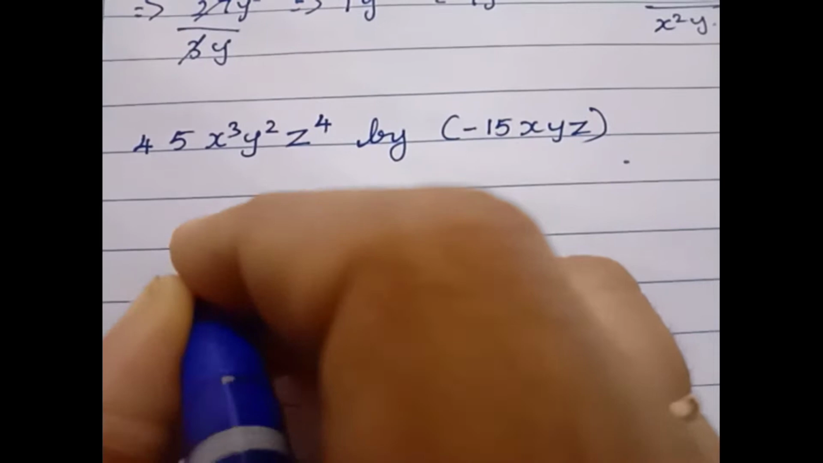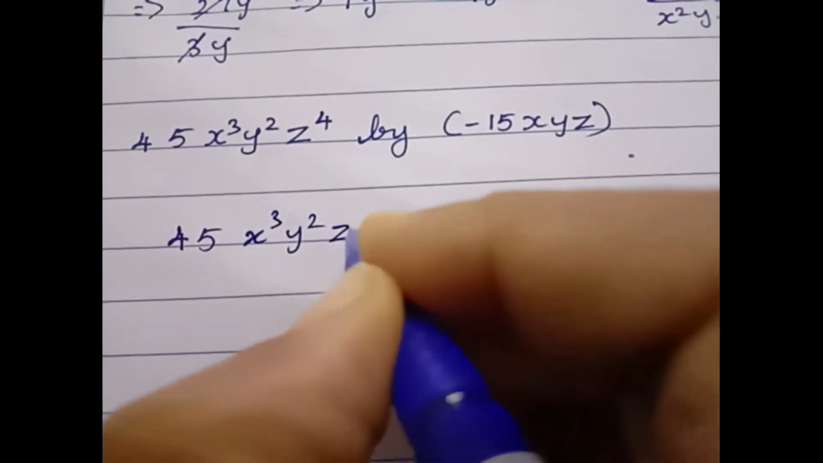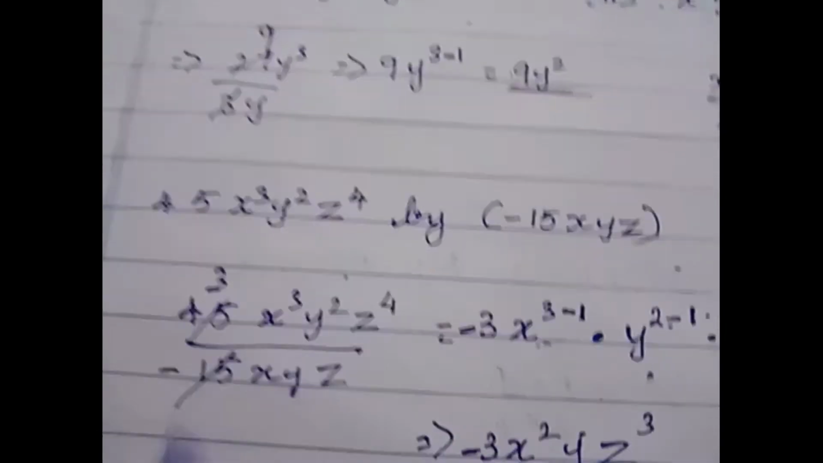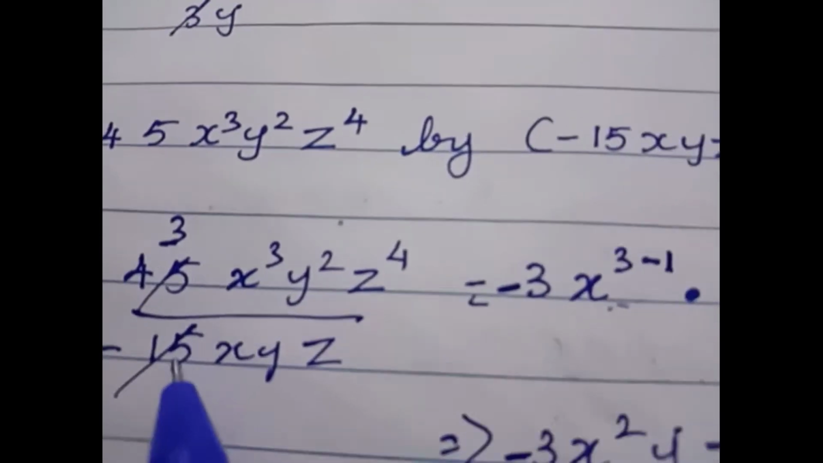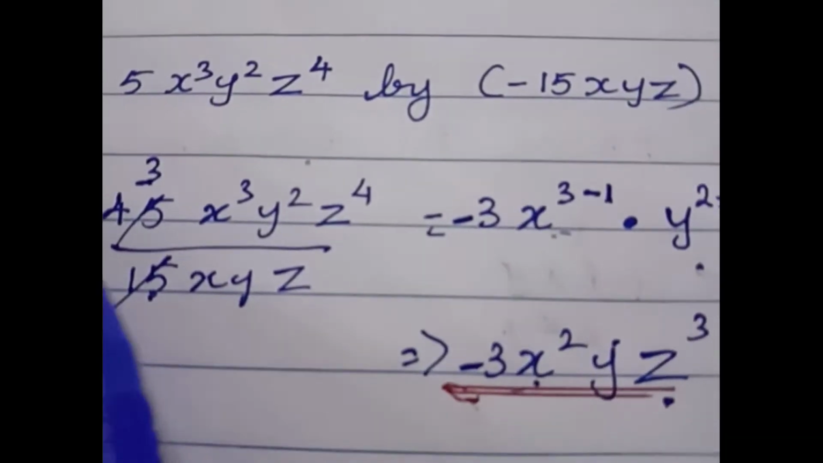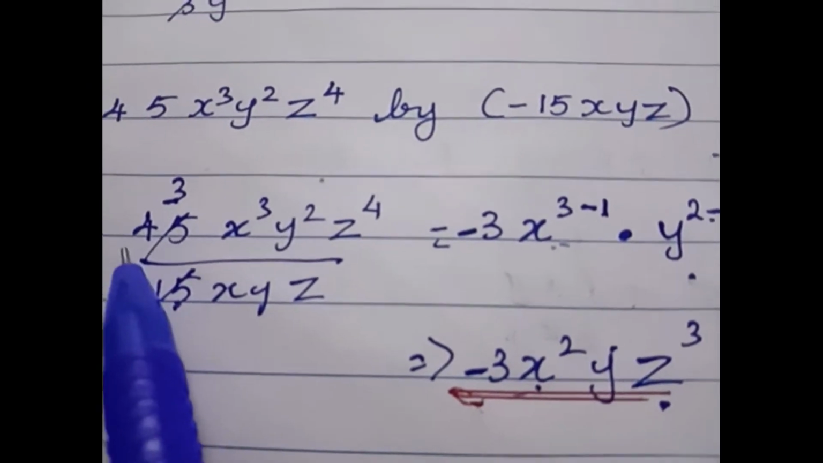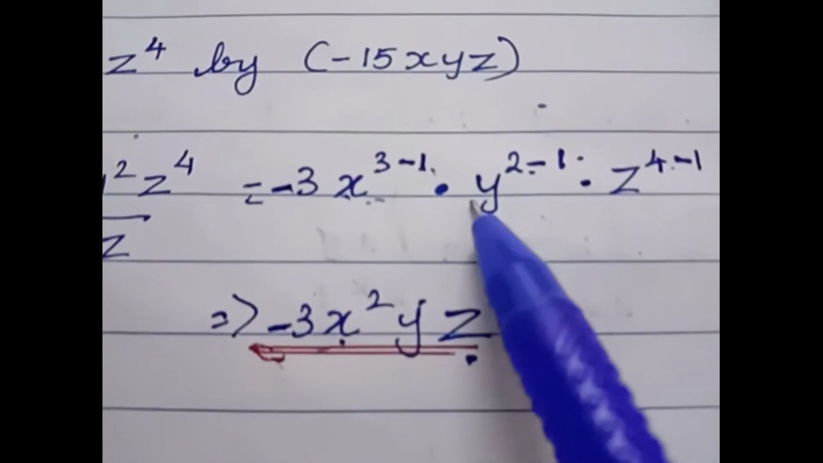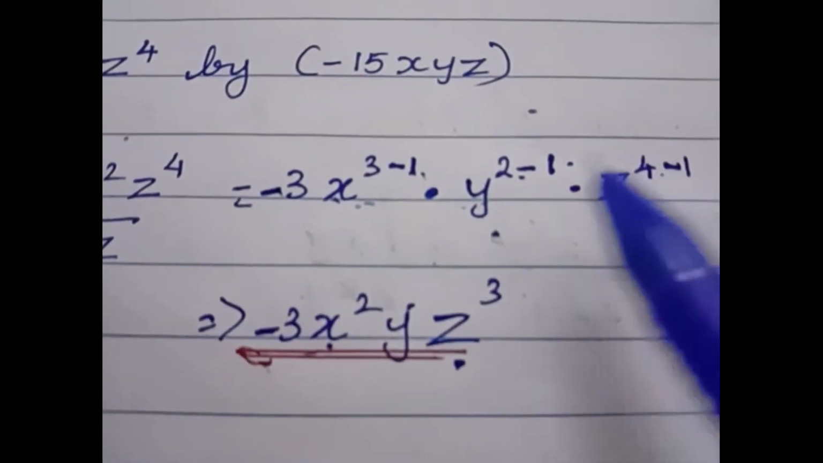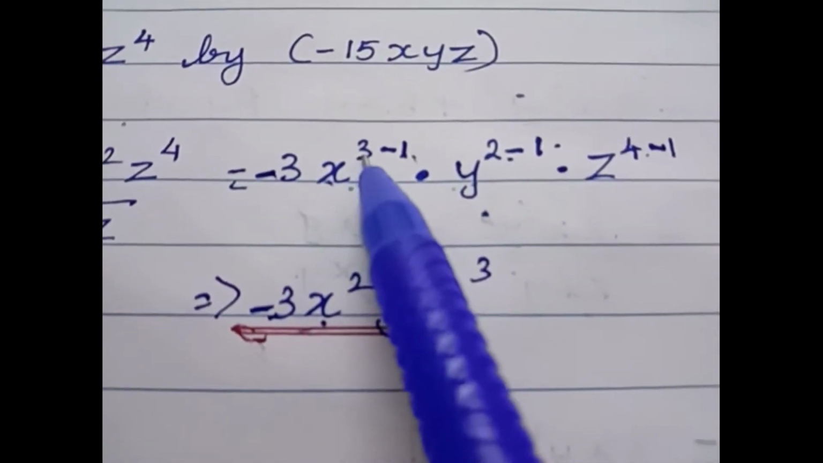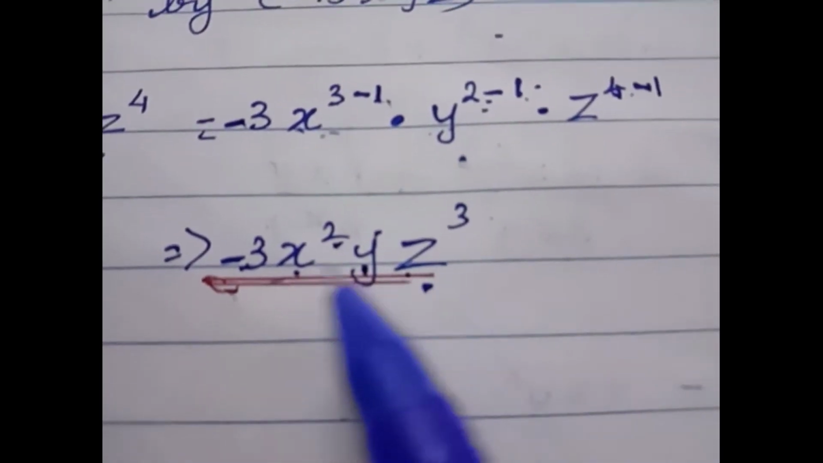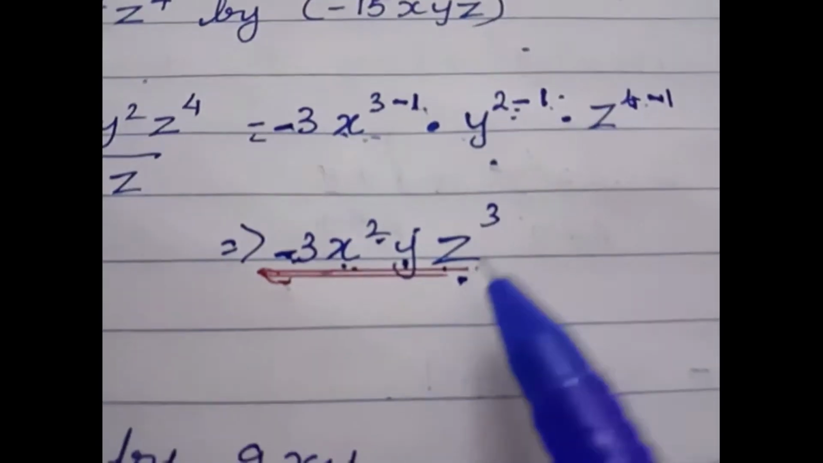Next question. 45 x cube y square z power 4 by minus 15 xy z. Therefore, in the 15 table, 15 threes are 45. This minus you have to take to the numerator. Therefore, minus 3 x power 3 minus 1 into y power 2 minus 1 and then z power 4 minus 1. 3 minus 1 is 2, 2 minus 1 is 1, 4 minus 1 is 3. Minus 3 x square y z cube.